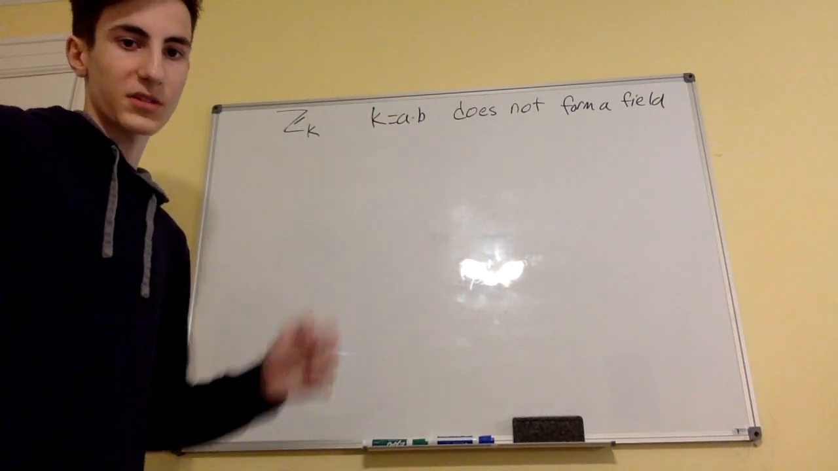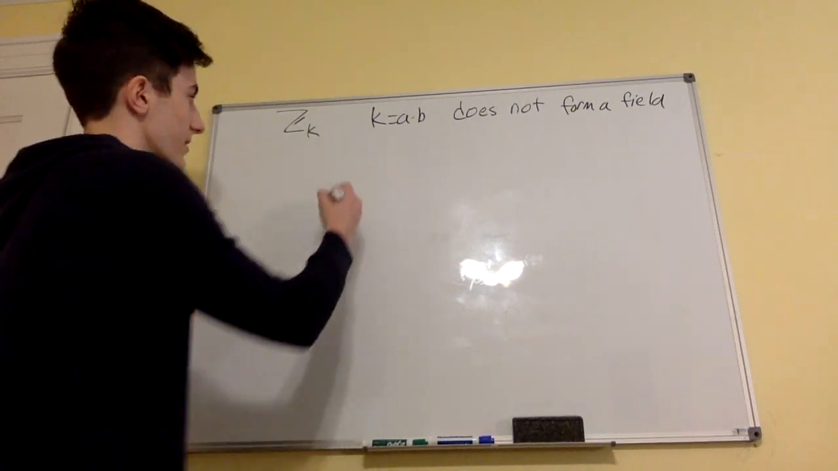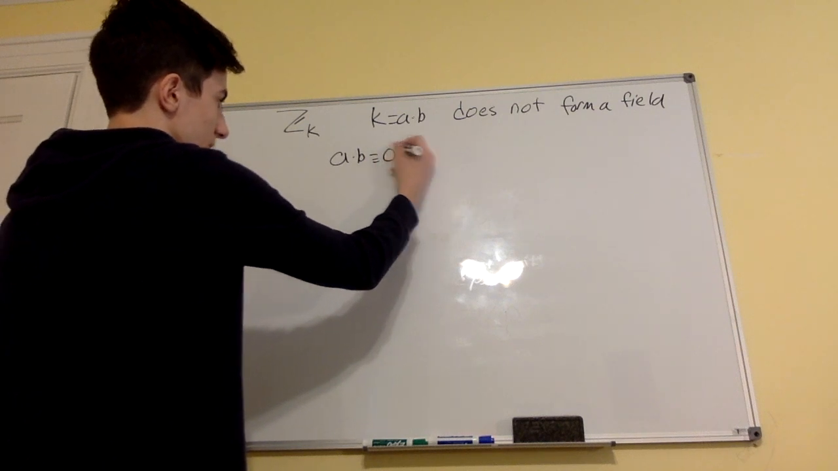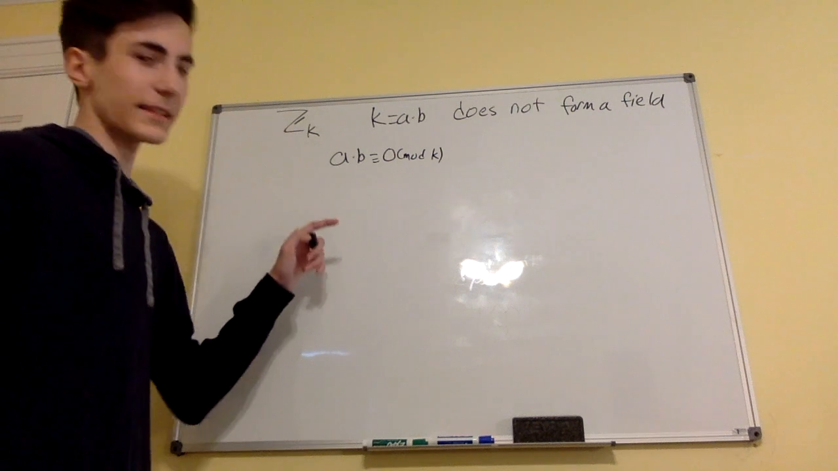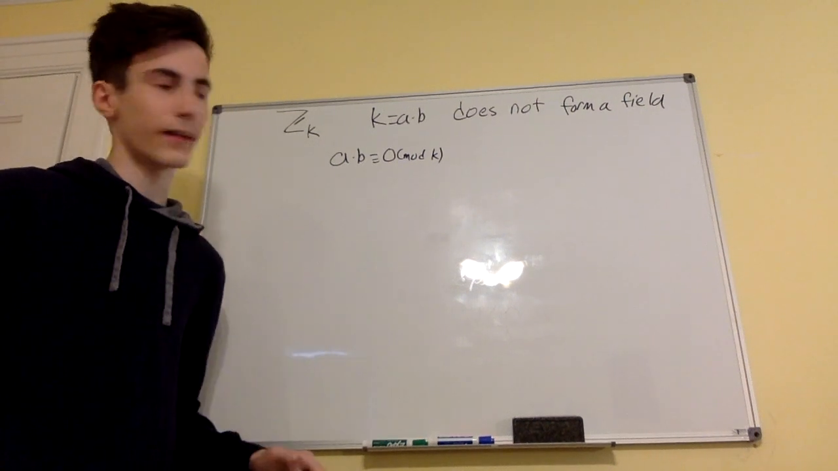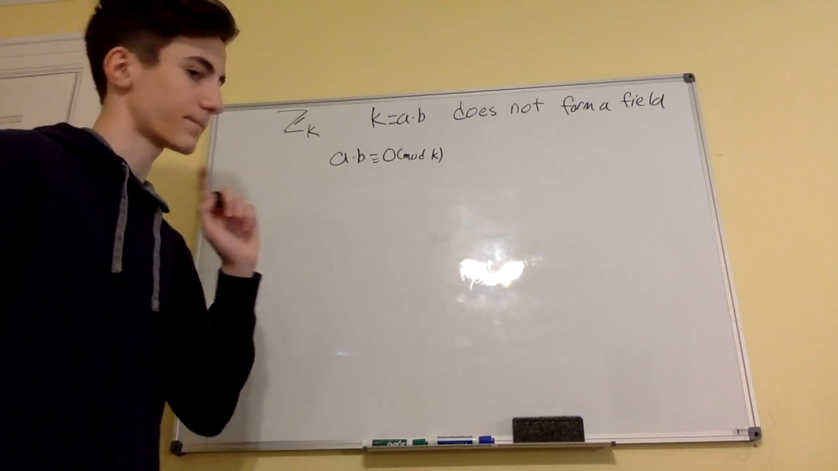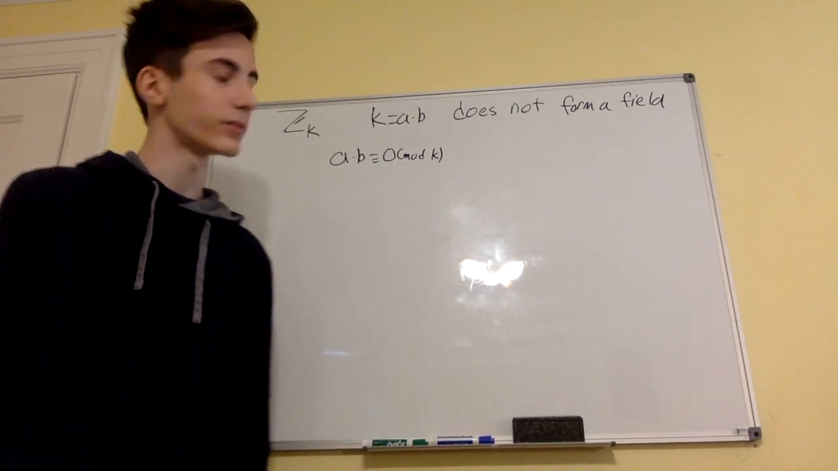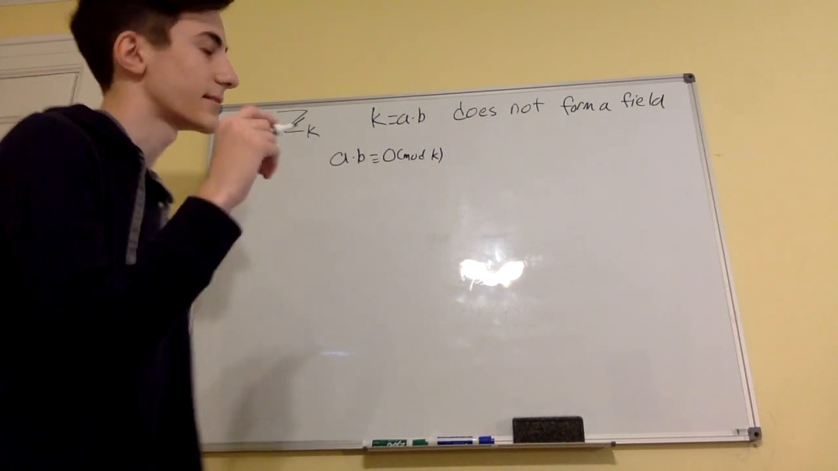Okay, so if K equals A times B, that means that A times B is congruent to 0 mod K. And if A times B is congruent to 0 mod K, that means that A and B are zero divisors in Z_K. And that's a contradiction, because that is not allowed in a field, showing that if K is composite, Z_K does not form a field.